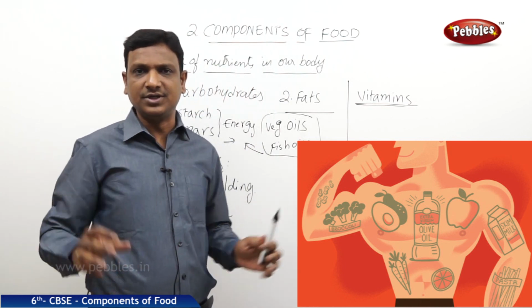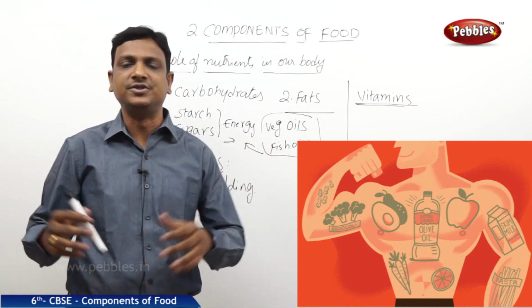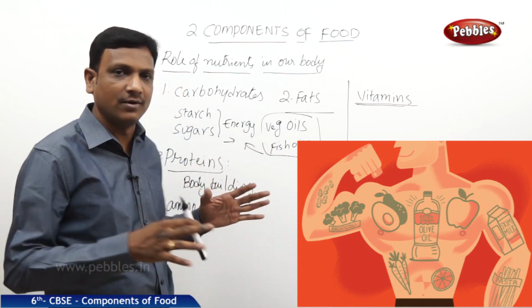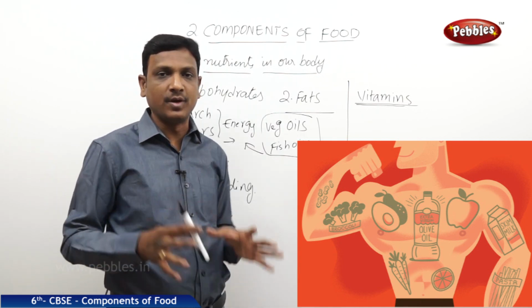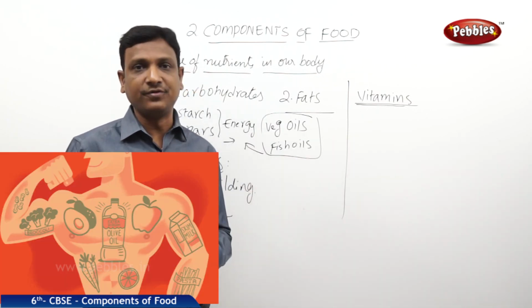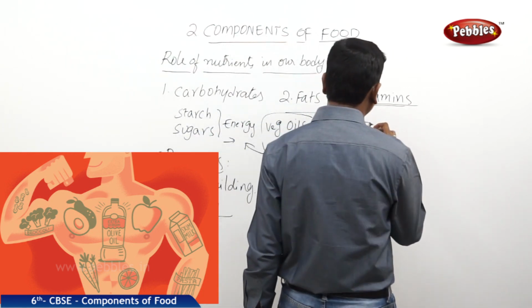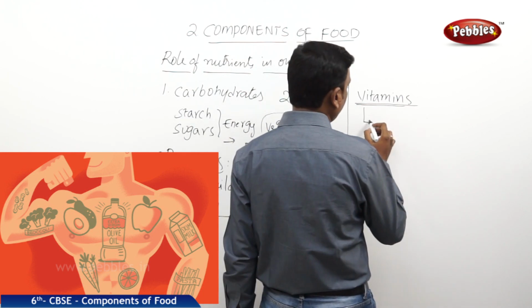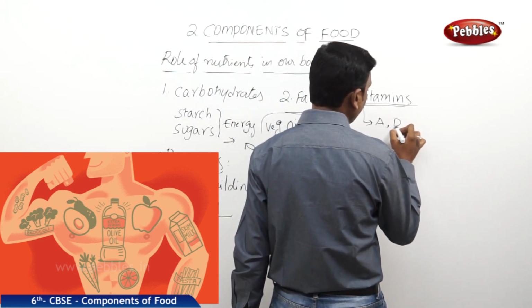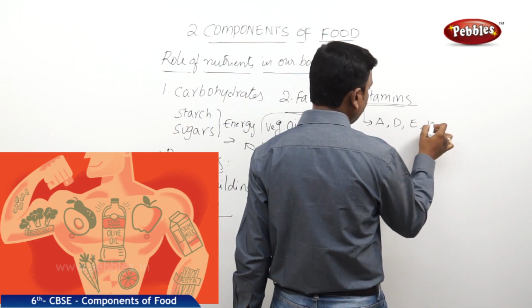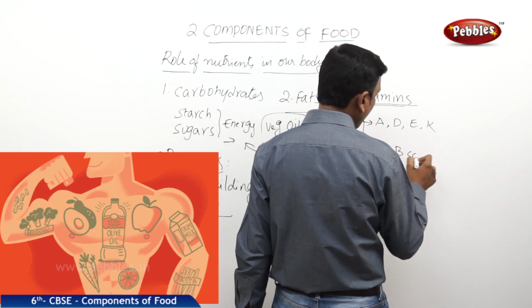Energy is not sufficient to maintain proper health. If you take carbohydrates, they are not sufficient. If you take simply proteins, they are not sufficient. You need to take vitamins for proper maintenance of your health. The vitamins are of different kinds. The vitamins are vitamin A, vitamin D, vitamin E, vitamin K, vitamin C, and vitamin B complex.